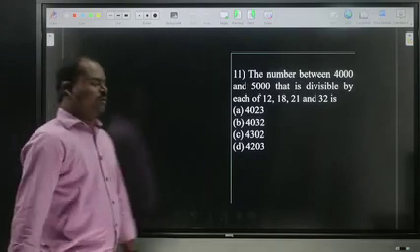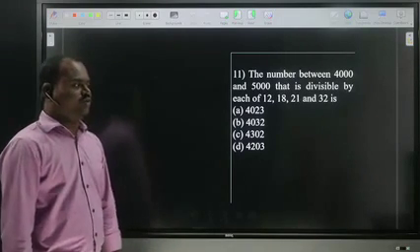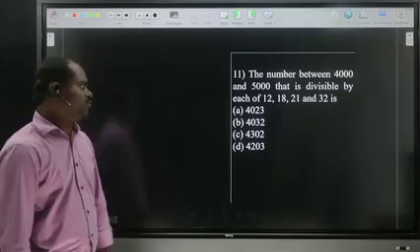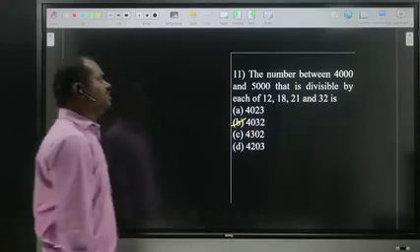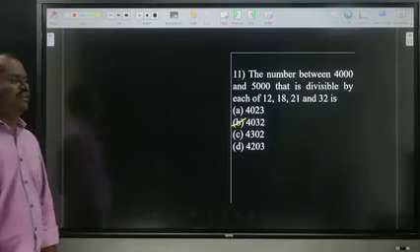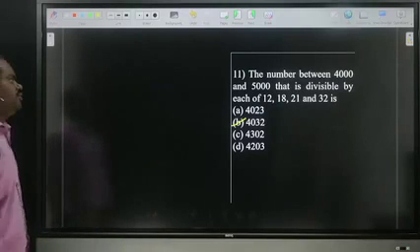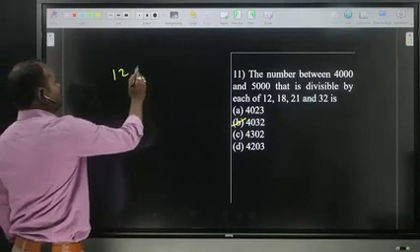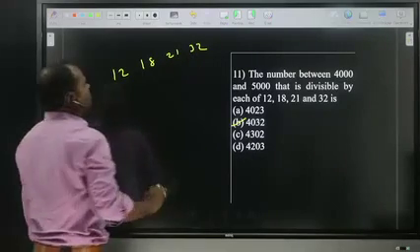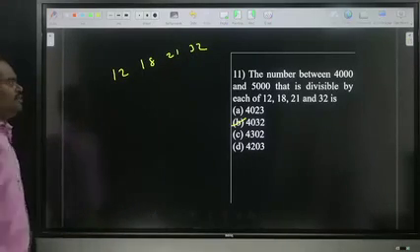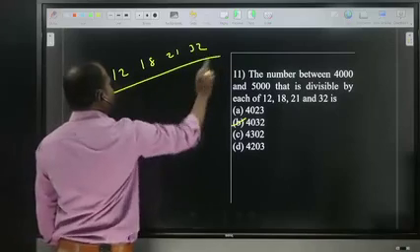Right. So many people are giving 4032, option B. 4032 is the right answer. By finding the LCM of 12, 18, 21, 32, we can't eliminate any of them, so we can take the 3 table.